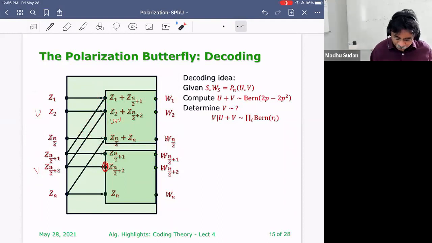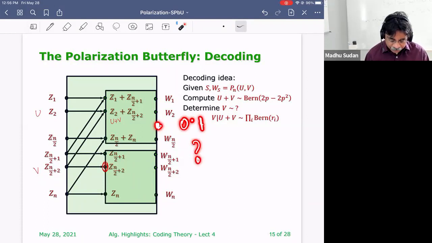The only thing that I have not told you is what happens at the end. I'm here, what should I do? Well, there are two cases. If the value here happens to be 0, then there's nothing to do. If I have a 0, then I report a 0. If I have a 1, I report a 1. If this value is a question mark, then I know what's the probability with which this bit is supposed to be 0. That's what I've been calculating all this time.